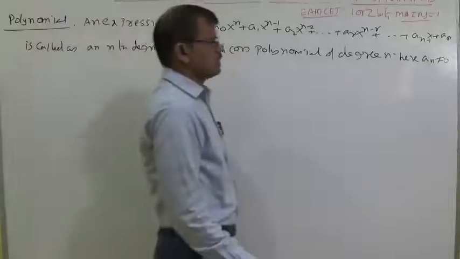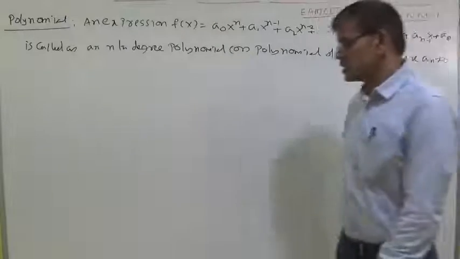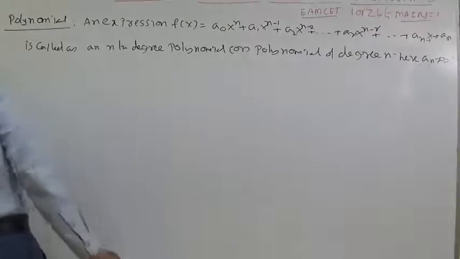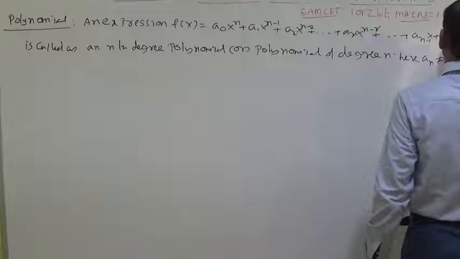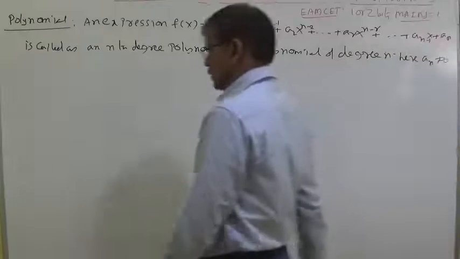Here a0, what is the highest coefficient there? It is called the leading coefficient. Here a0 is not equal to 0, not an. The last one, an, may be 0, no problem.